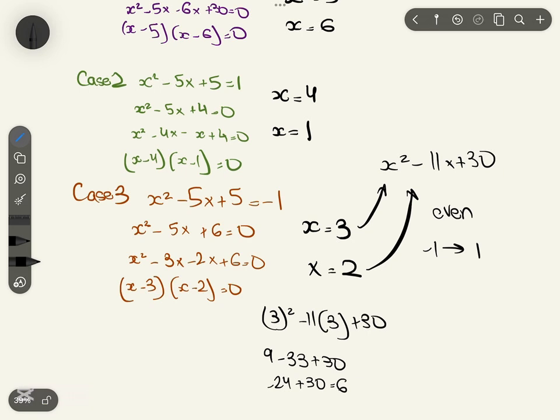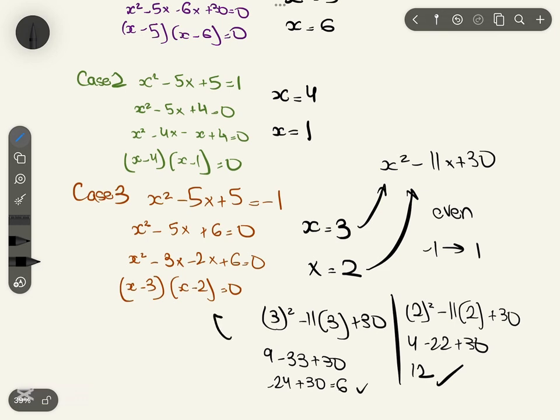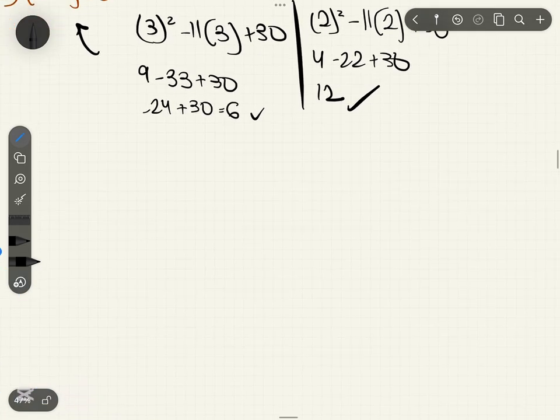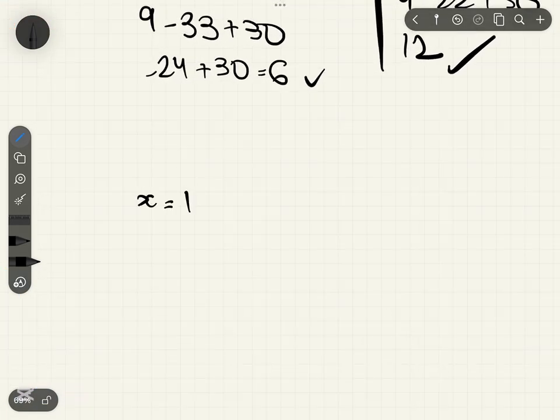Now let's insert 2 into the equation. So it becomes 2 squared minus 11 times 2 plus 30, and this becomes 4 minus 22 plus 30. 4 minus 22 is minus 18, plus 30, which is equal to 12. And since both these values are even, that means 3 and 2 are both considered valid solutions. And thus the answer is x is equal to 1, 2, 3, 4, 5, and 6.